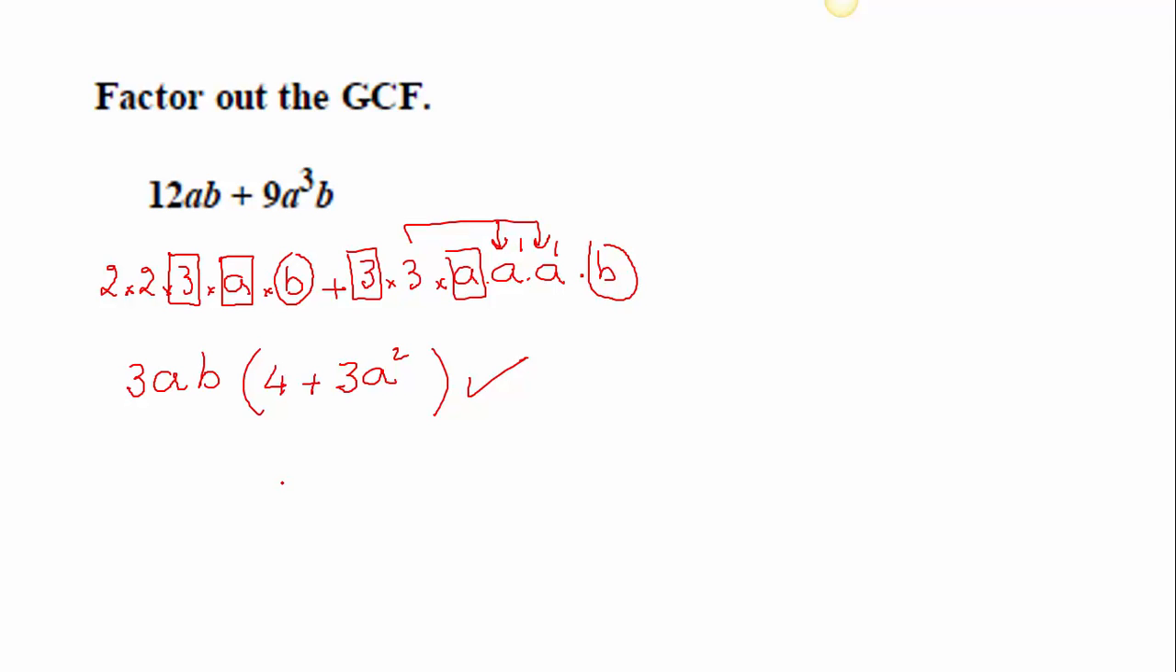Anything that can be factored is not prime. Anything that cannot be factored is prime. In this case, we were able to factor, therefore this was not prime.